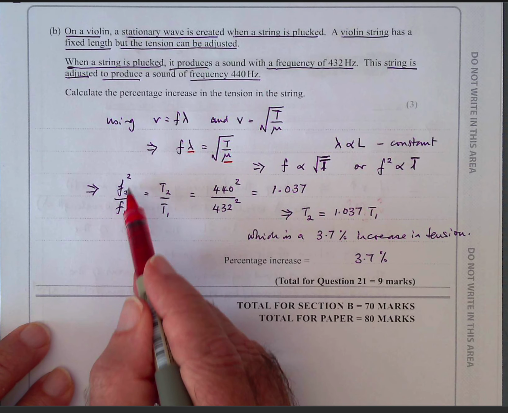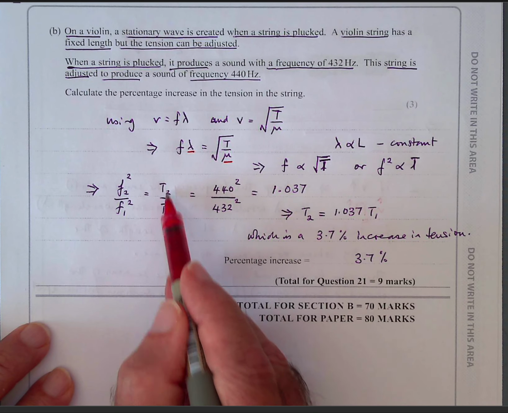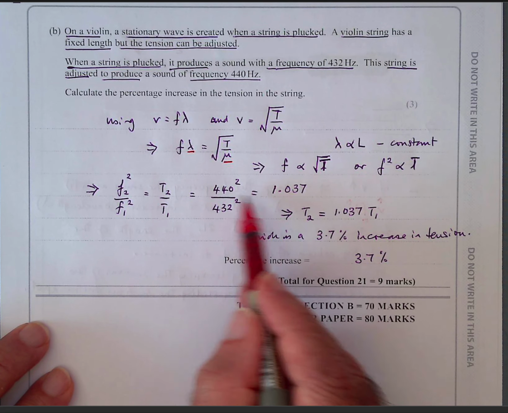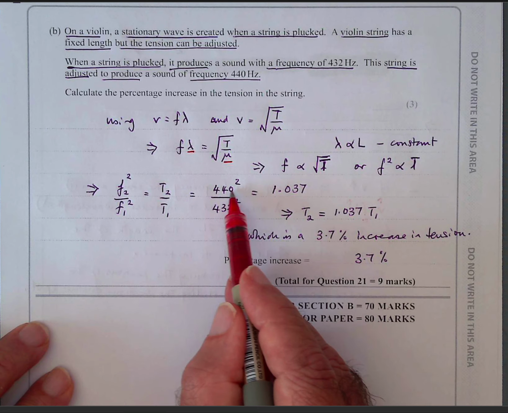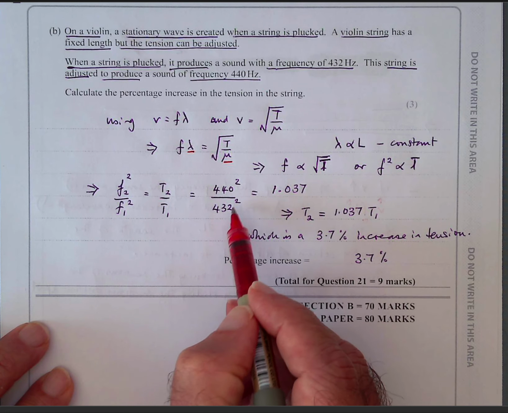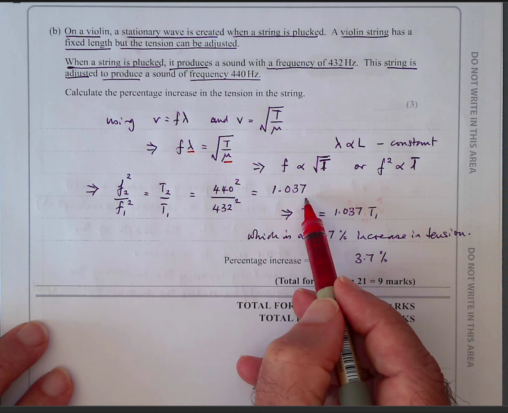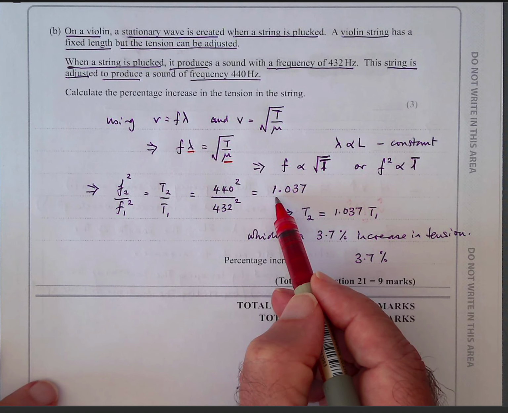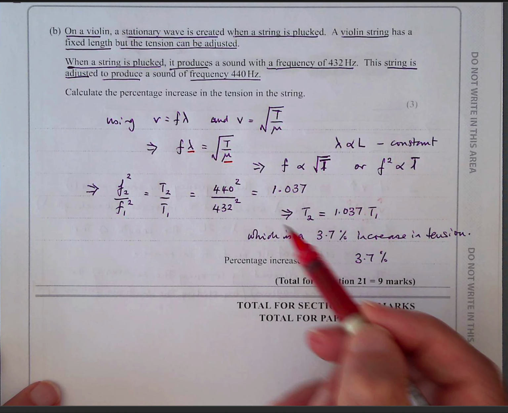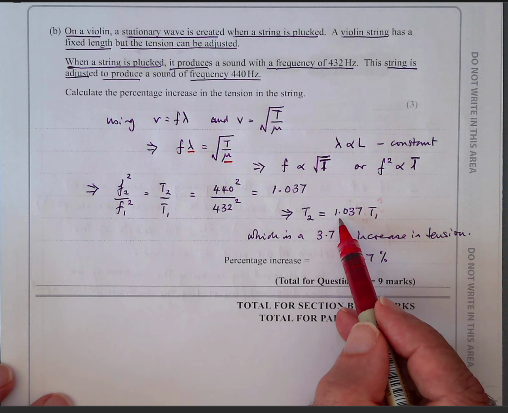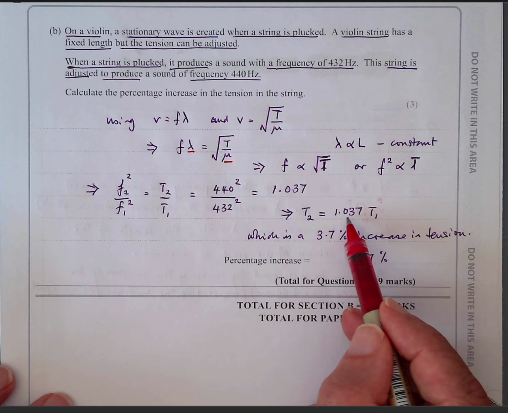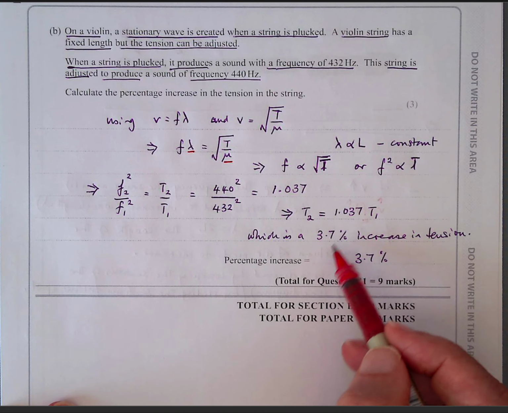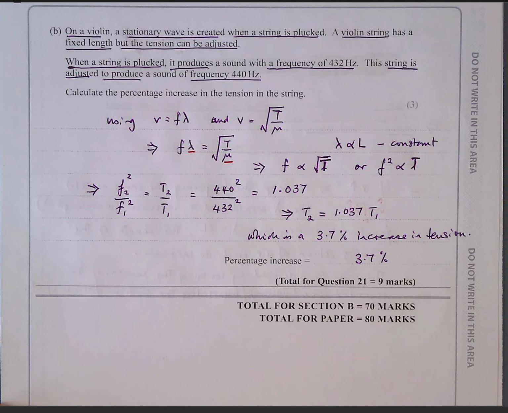Now this is the math. The ratio of the frequencies squared should be equal to the ratio of the two tensions. So 440 squared over 432 squared gives you an answer of 1.037. If it was the same frequency, it would be 1.00, so it's gone up by 3.7%. So tension 2 must be 3.7% more than tension 1. That means a 3.7% increase in tension.